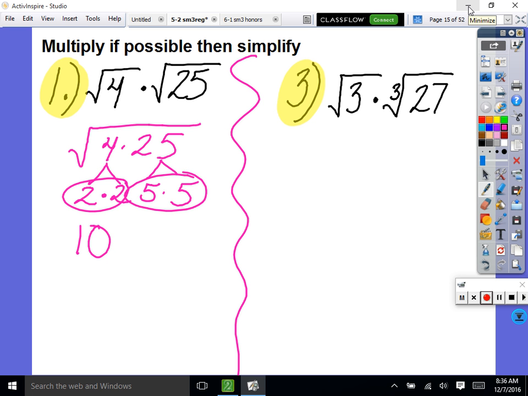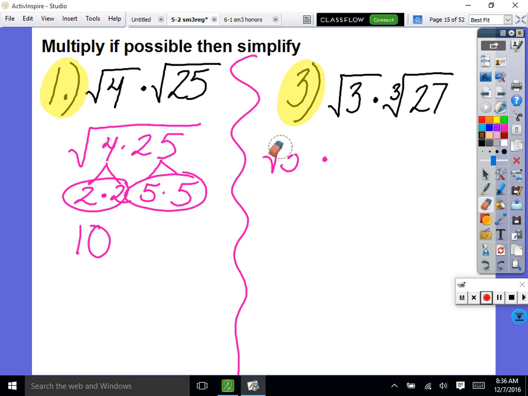So square root, cube root. This is a 3, this is a 27. Now here's where it's tricky. This is really the square root of 3 times the cube root of 9 to the what power? No, actually, that's not true, correct? Because 9 to the 3rd power is not 27, right? It'd be huge.